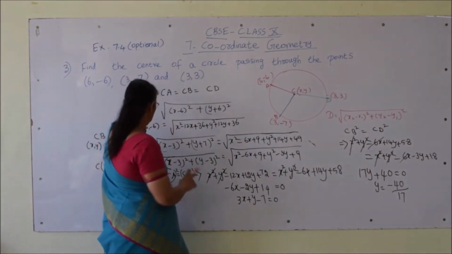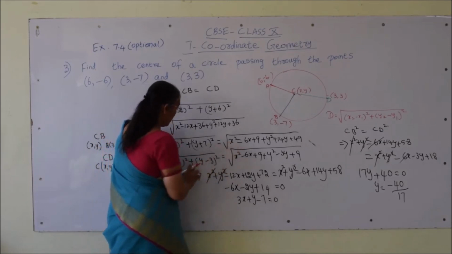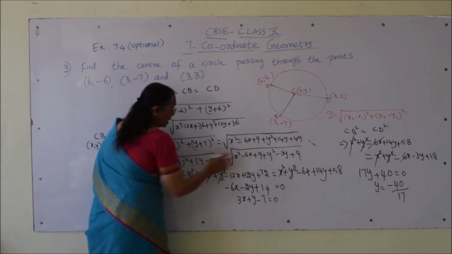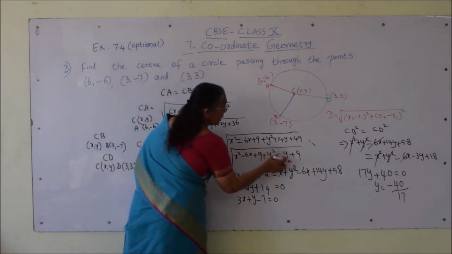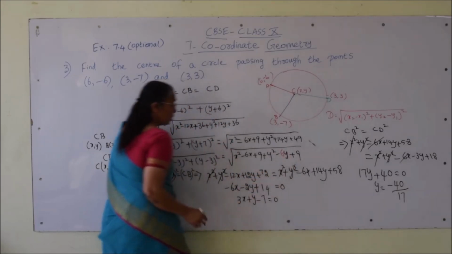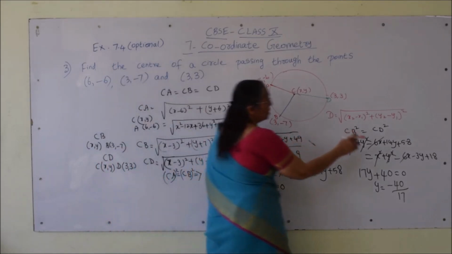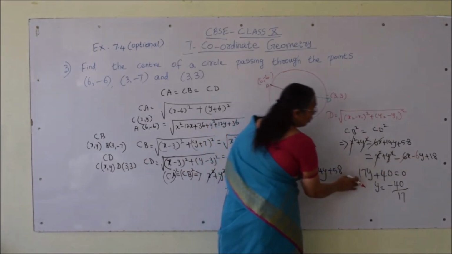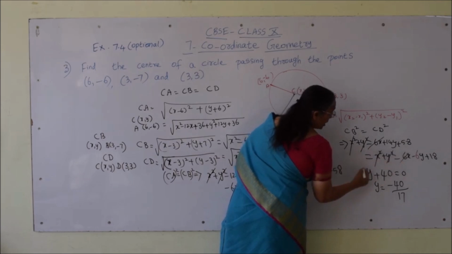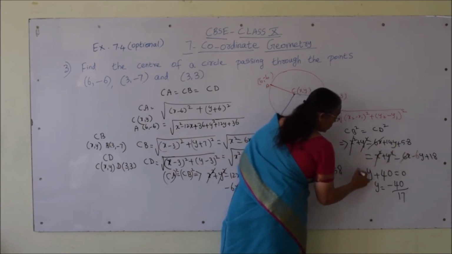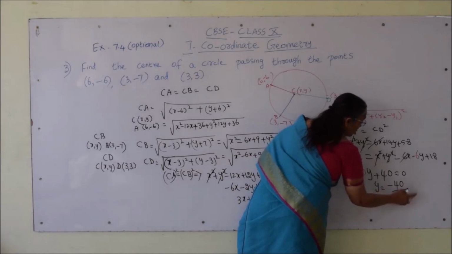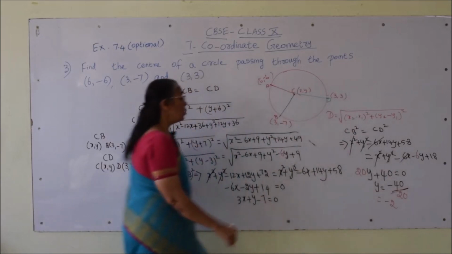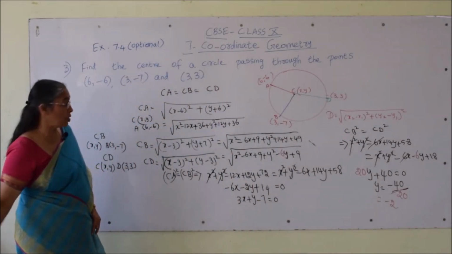Now, there is an error in this CD value. CD is, we are expanding (x minus 3) whole square plus (y minus 3) whole square. In this, the 2ab term, minus 6y, will come. So, while equating CB square is equal to CD square, this value is minus 6y. So, 14y plus 6y is 20y. Therefore, the y value is negative 40 by 20, which is minus 2. So, now we got the y value as minus 2.